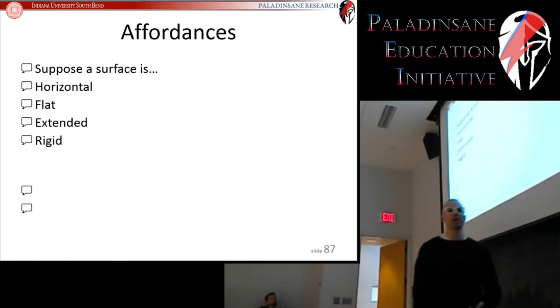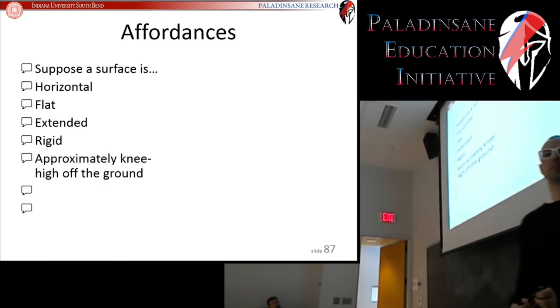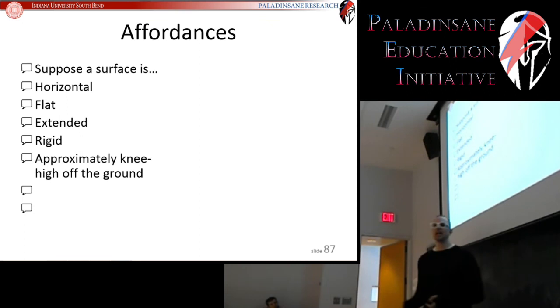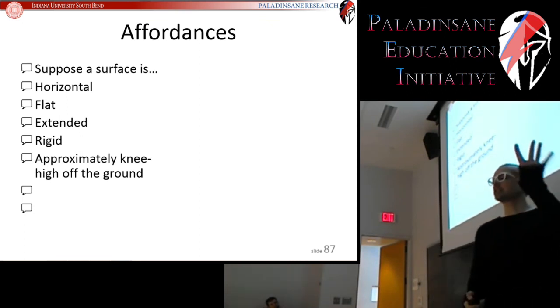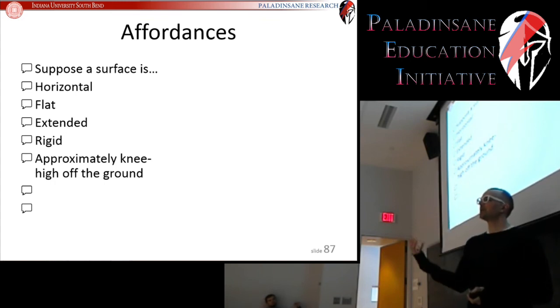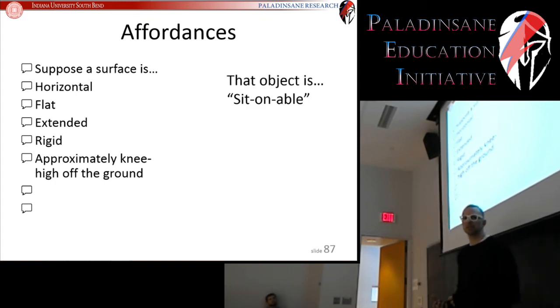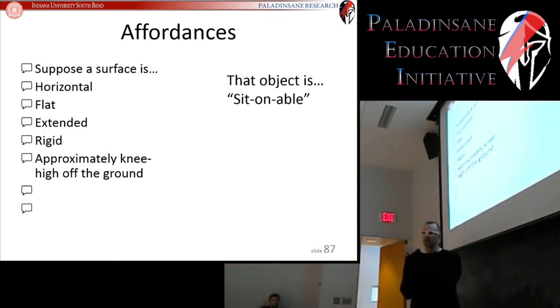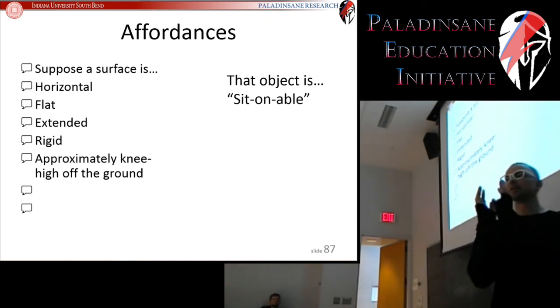So for example, this table is rigid. And it's approximately knee-high off the ground. So it's right about knee-high off the ground. If a surface has those characteristics, then you pick up the affordance that surface is, and this is why I like affordances, that surface is sit-onable. So affordances are always ended with onables, or basically blankables.